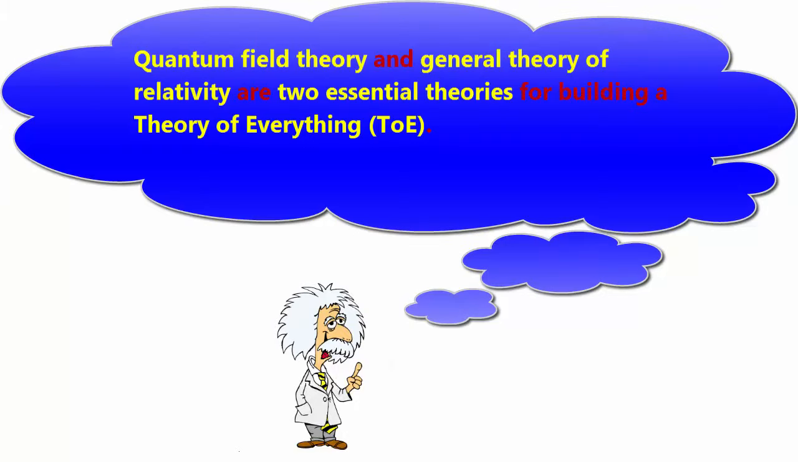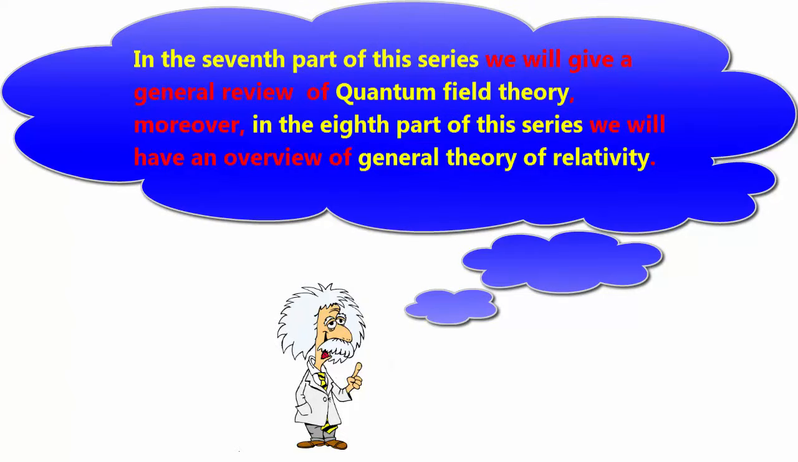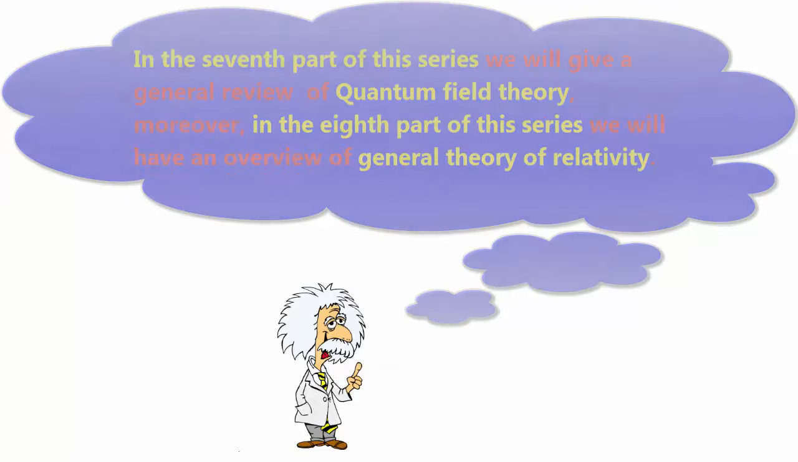Quantum field theory and general theory of relativity are two essential theories for building a theory of everything. In the seventh part of this series, we will give a general review of quantum field theory. Moreover, in the eighth part of this series, we will have an overview of general theory of relativity.